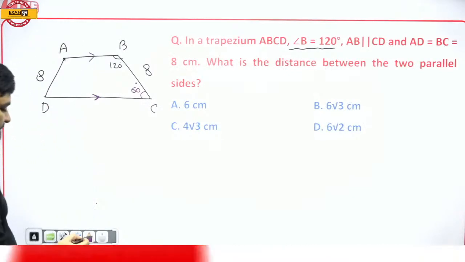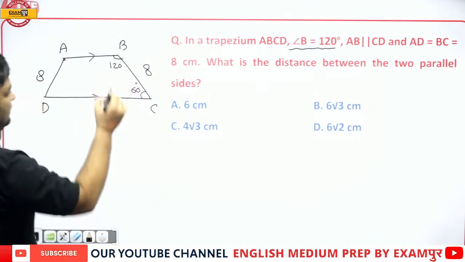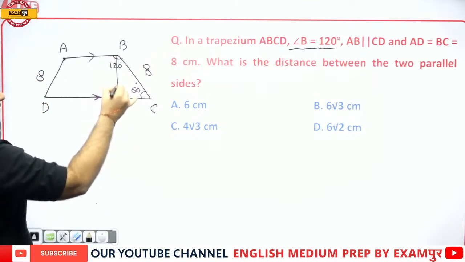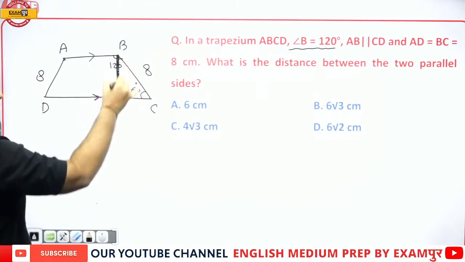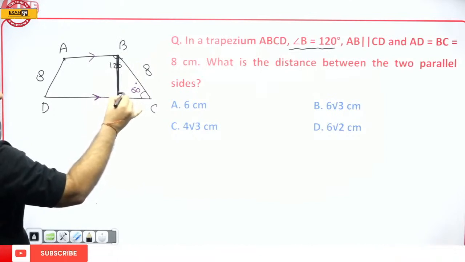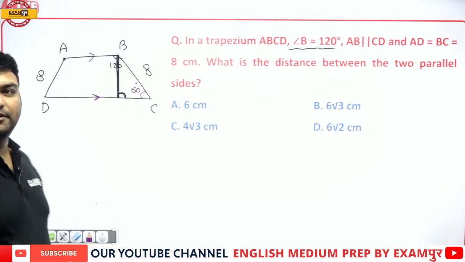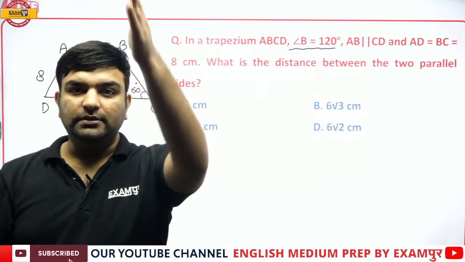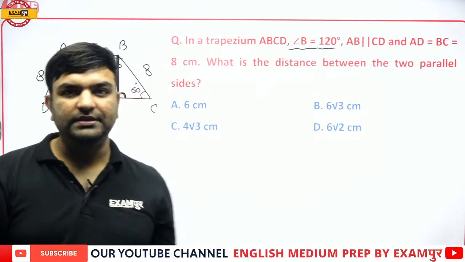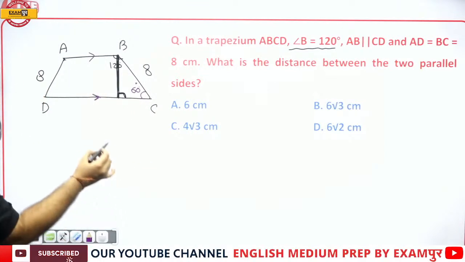The distance between the two parallel lines is found by drawing a perpendicular. This drawn perpendicular is the distance between the two parallel lines.